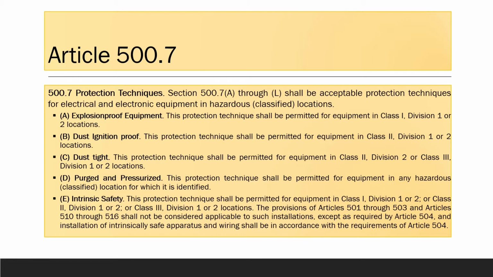So in this equipment, explosion-proof enclosures are designed so that escaping gases will be sufficiently cooled as they exit through openings that are long in proportion to their width. Letter B. Dust ignition proof. This protection technique shall be permitted for equipment in Class 2, Division 1 or 2 locations.